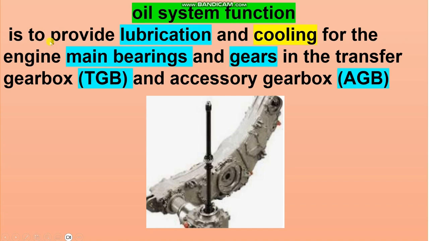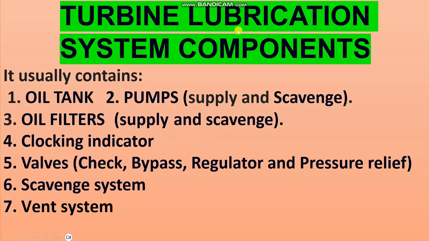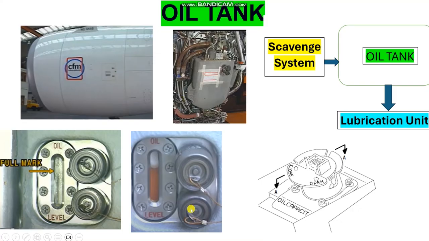The oil system's function is to provide lubrication and cooling for the engine, main bearings and gears, and sumps also. The turbine lubrication system components usually contain an external oil tank, pumps of two types, supply and scavenge, oil filters, supply and scavenge, clogging indicators, valves, check valve, bypass valve, pressure regulator valve, and pressure relief valve, scavenge system, and vent system.